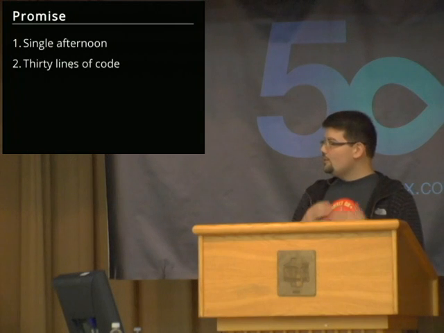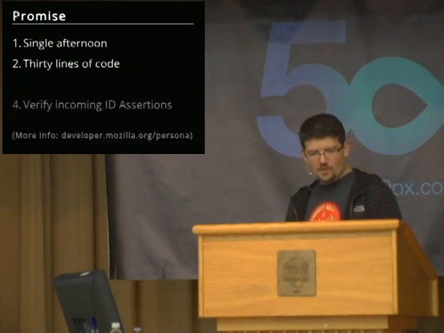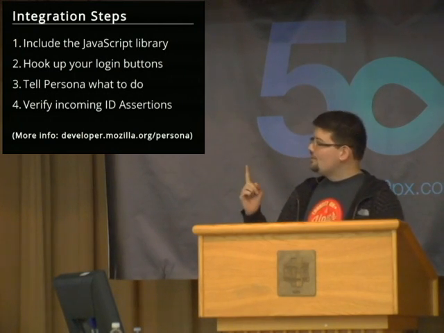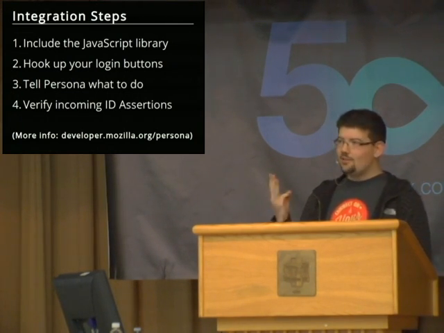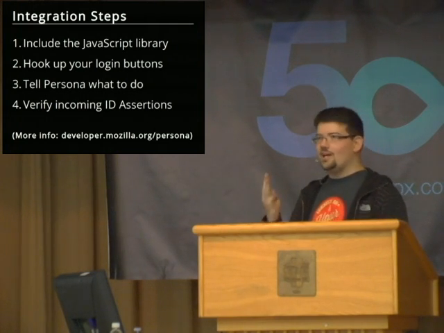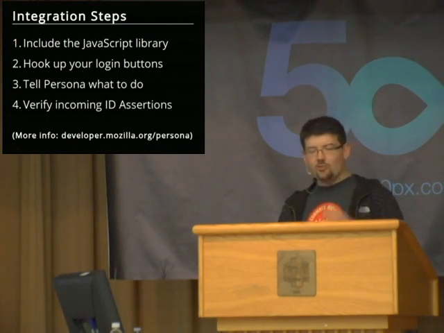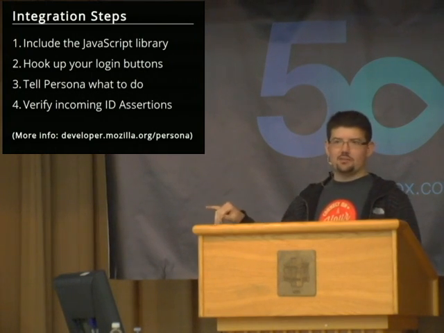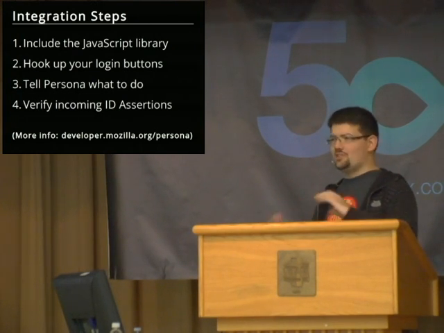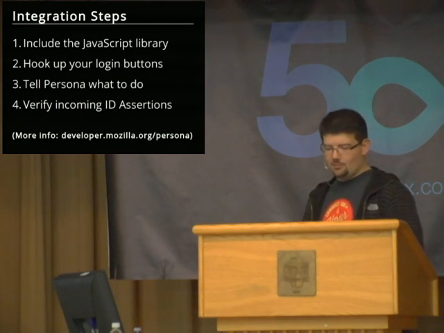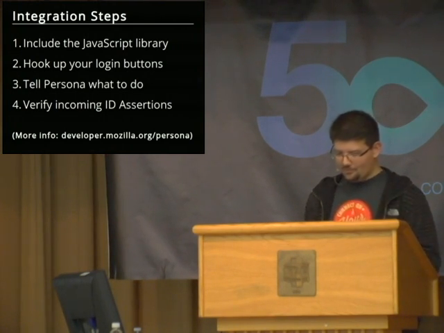So Persona's awesome. It's really easy to use. The user experience is elegant. The developer experience is equally amazing. 4 steps. 1, you include a JavaScript library. 2, hook up your login buttons. 3, tell Persona what to do. 4, verify ID assertions. There's more info on the Mozilla Developer Network, but I'm going to walk you through this real quick. Before I go any further, what's an ID assertion? That's just the thing that replaces usernames and passwords. We can look into what's actually in there later if you're interested, but for now, just think of it as username, proof of identity, all wrapped up in nice crypto.